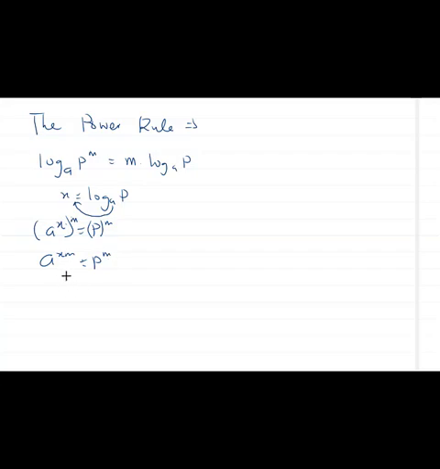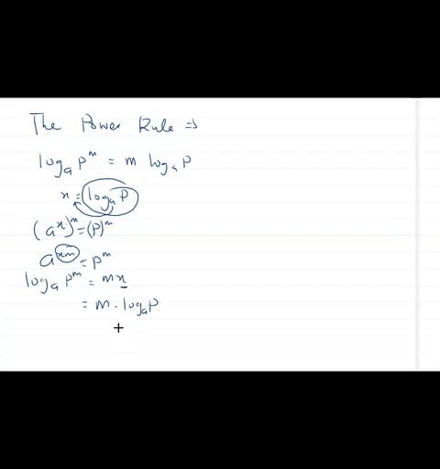Then let's change this back into logarithmic form. So what is the base? So we can say log base a of p^m is equal to... so we have mx, but what is the value of x? It has already been defined. So we have this as m multiplying log base a of p. So what does it tell us?